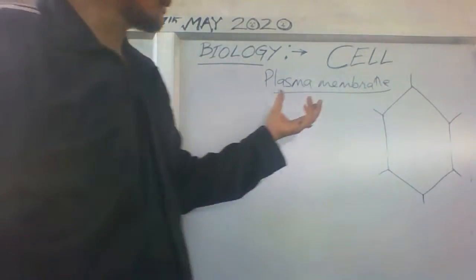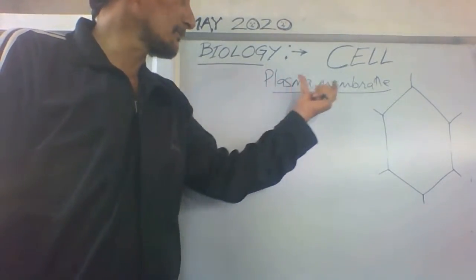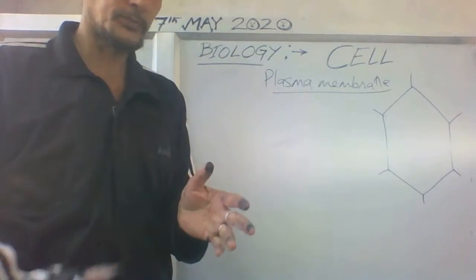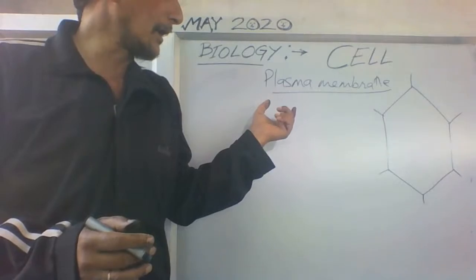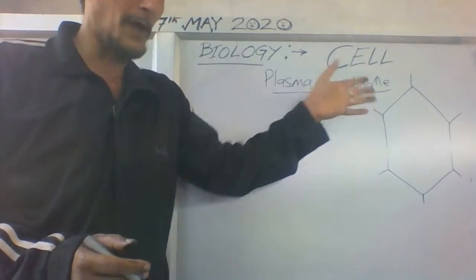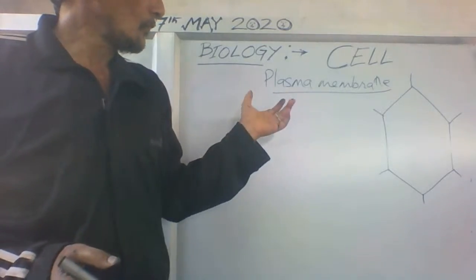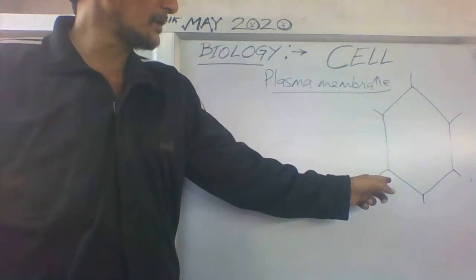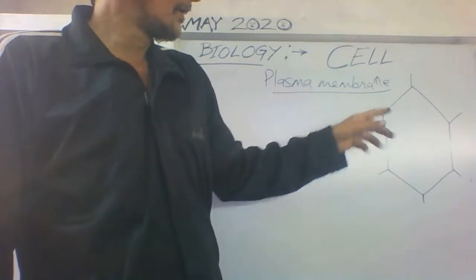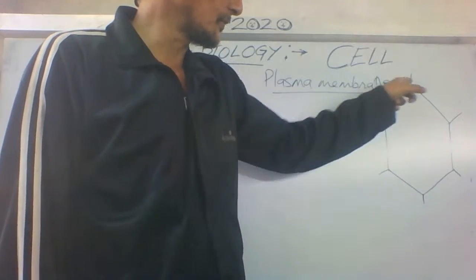This plasma membrane plays a very important role. Alone in this plasma membrane, I can define so much that you will be surprised to know how important and how vast a behavior this plasma membrane bears within it. What does this plasma membrane work on? It is very important for the cell. First of all, it gives a kind of shape to this cell.